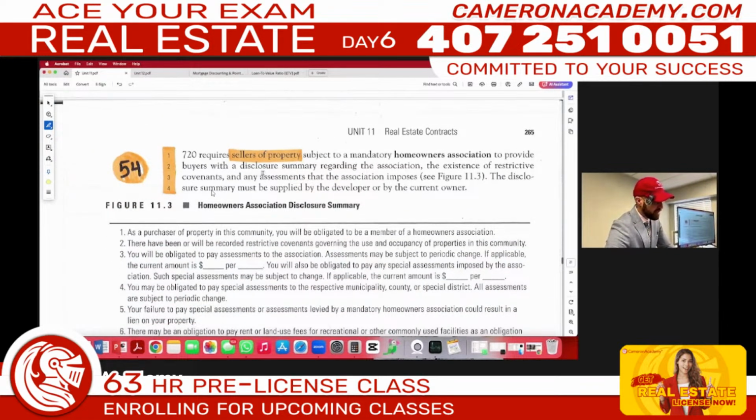And if you go to page 265, chapter 720 of the Florida statutes requires the seller of the property, subject to mandatory HOA disclosure, to provide the buyers with a disclosure summary regarding the association, the existence of restrictive covenants, and the assessments that the association is imposing, and so forth. It says the seller, but as a real estate professional, you're also bound by providing, even though on your class exam, it says the seller is required, not the real estate agent.